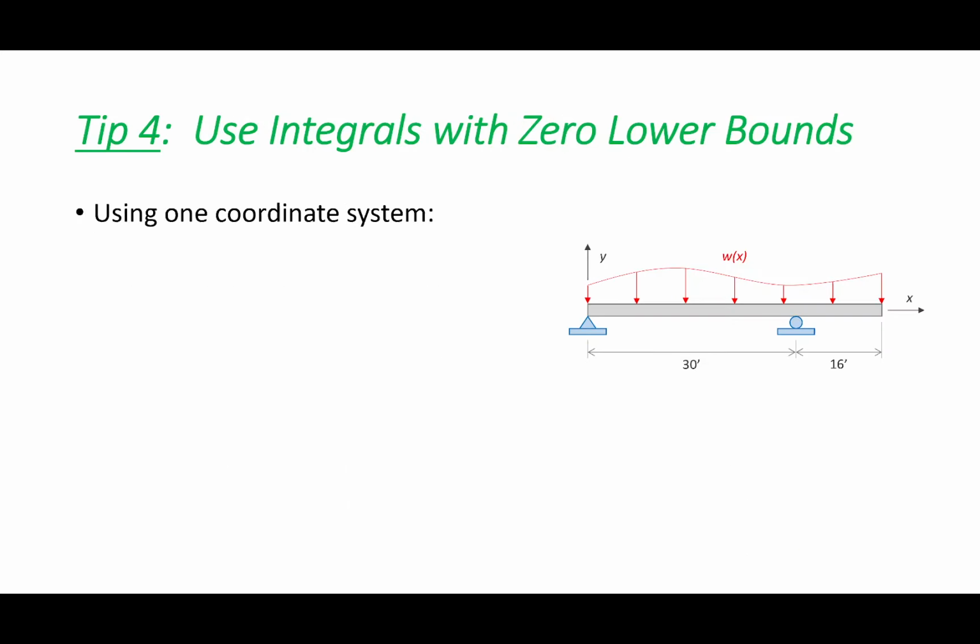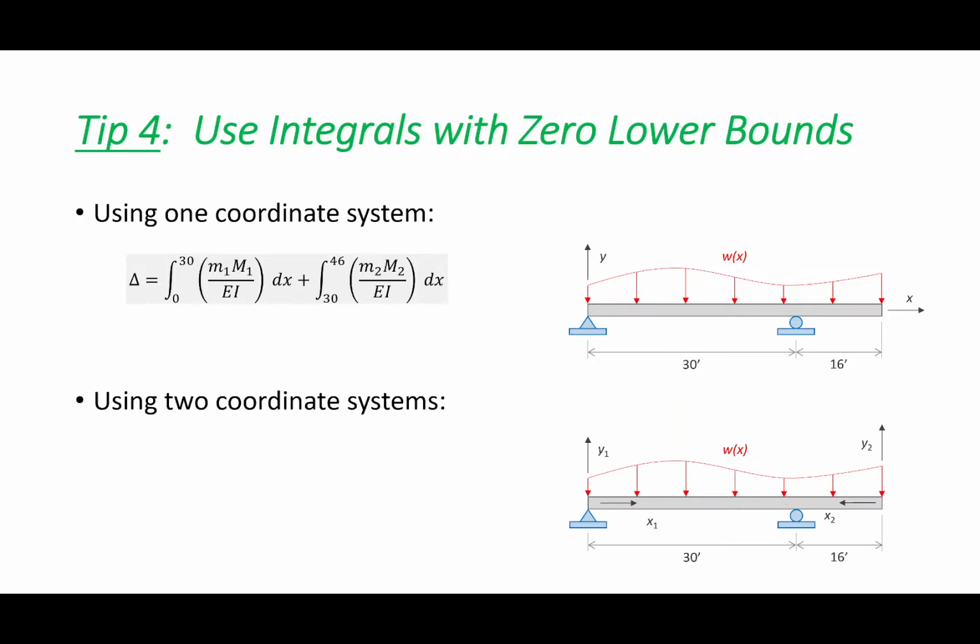So going back to this problem, what I'm saying is if you're using only one coordinate system, just the coordinate system over here, you're going to have to do two integrals, one from 0 to 30, and one from 30 to 46. But I propose that if you use two coordinate systems, you can go from 0 to 30, integrate this way using this coordinate system, and then use another coordinate system integrating the other way. As long as you sum up the entire beam, get the energy along the entire beam, it doesn't matter.